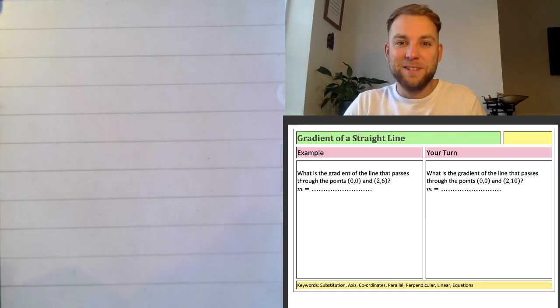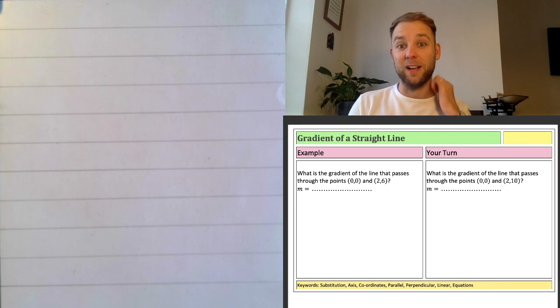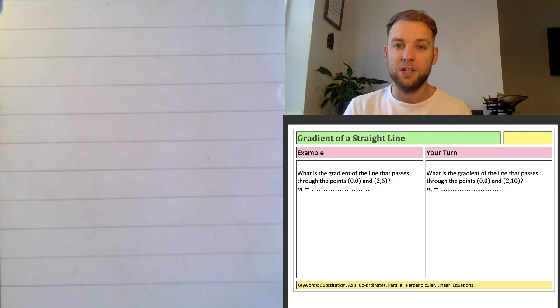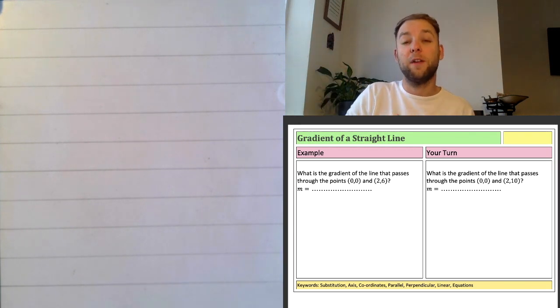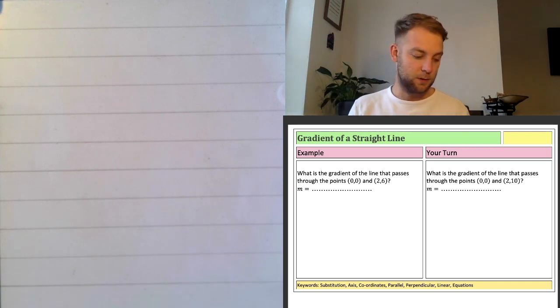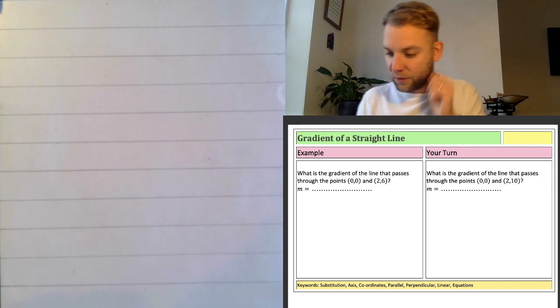Hello and welcome to today's lesson, which is gradient of a straight line. Now there's loads of different ways you can work out the gradient of a straight line, but we're going to be focusing on two today. We're going to be focusing on the equation of a line between 2 points and if we've actually got the graph as well. So let's have a look at this first one.